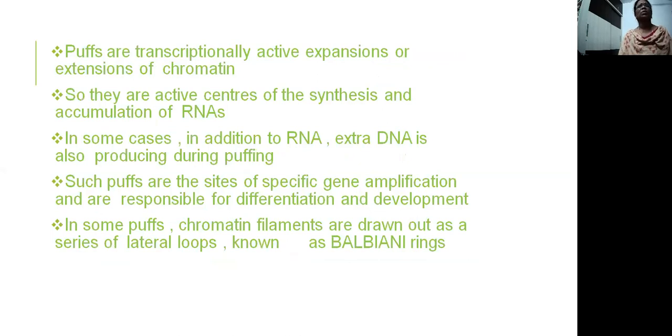These puffs are transcriptionally active expansions or extensions of chromatin. They are active centers for the synthesis and accumulation of RNA. They contain RNA polymerases which are very active, and synthesis of RNA is taking place in the puffs. In some cases, in addition to RNA, extra DNA is also produced during puffing. Such puffs are the sites of specific gene amplification and are responsible for differentiation and development. In some puffs, chromatin filaments are drawn out as a series of lateral lobes, bulged areas known as Balbiani rings.